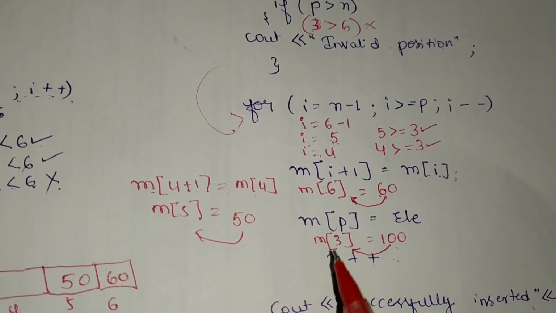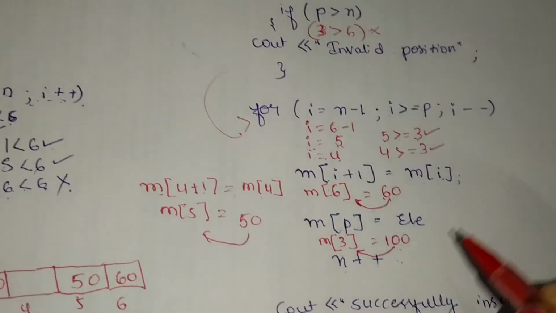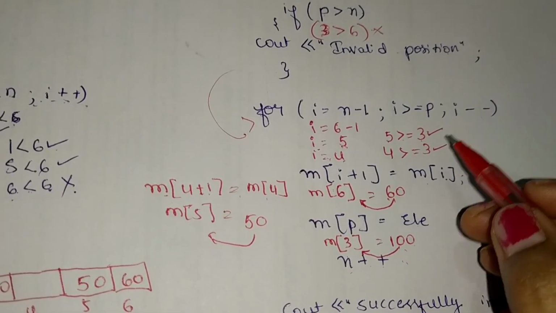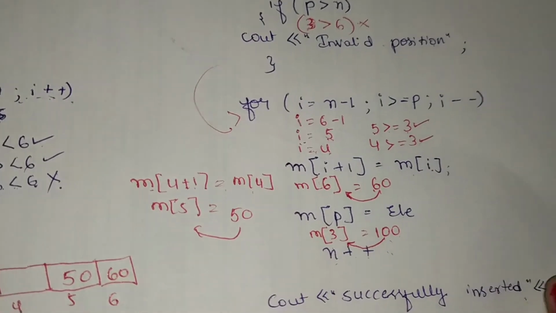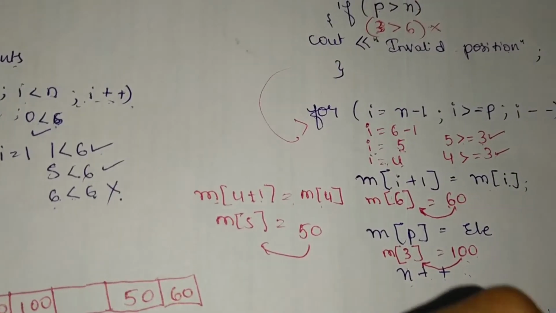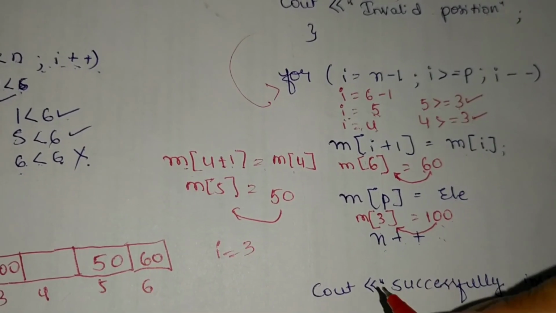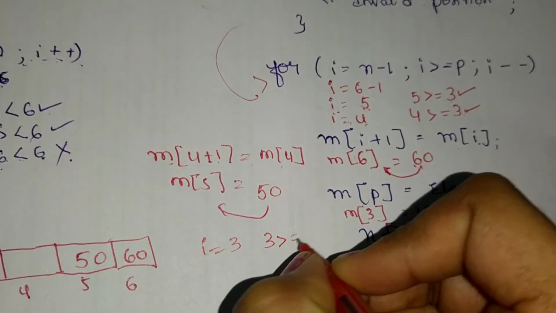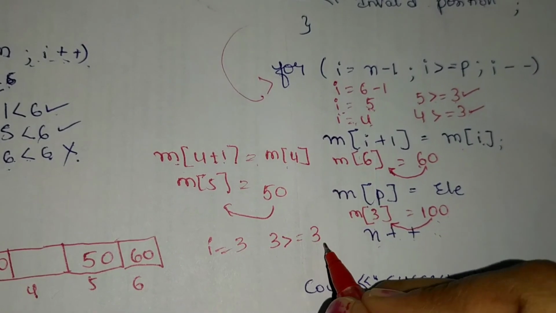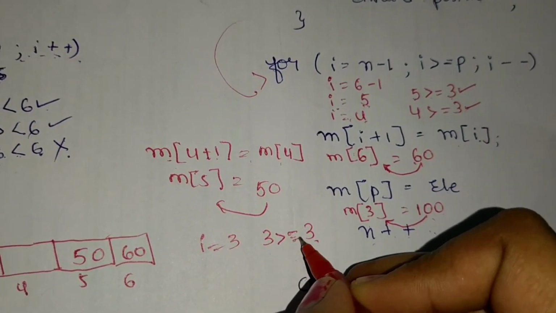So it will not execute this part. Again it will come here, i will be decremented by 1. At this time i value becomes how much? 3. Okay, so i becomes 3. It will check again whether 3 is greater than or equal to 3. So 3 is greater than or equal to 3 because 3 is equal to 3.